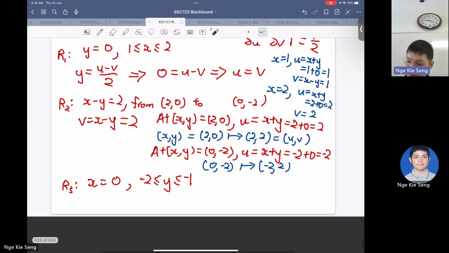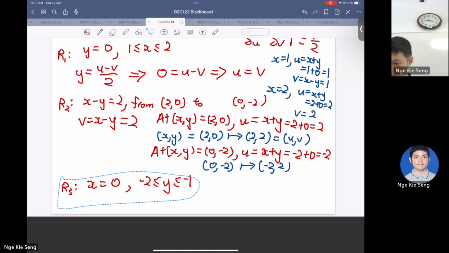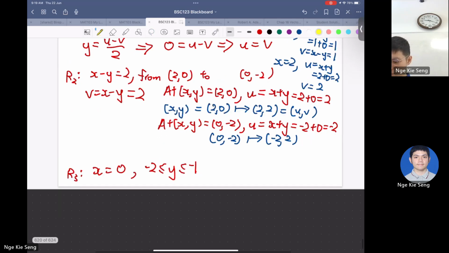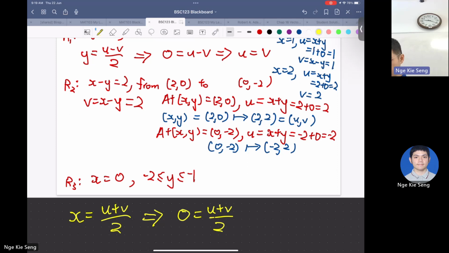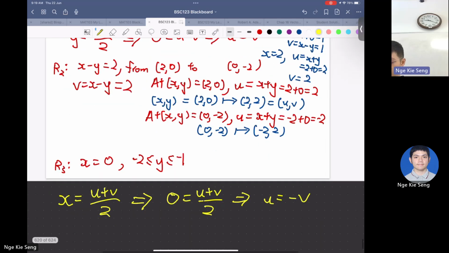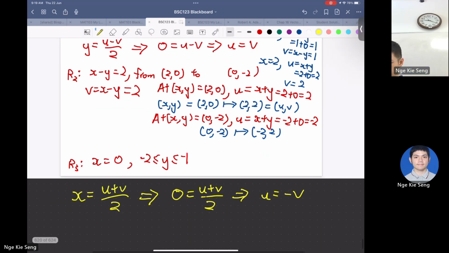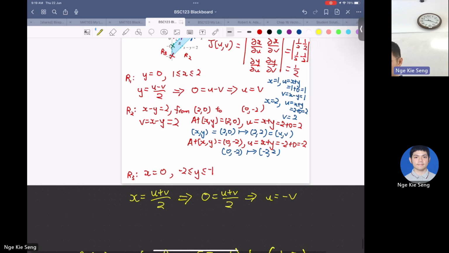Okay, so what is x equals 0? The line gets sent to where? When x equals 0, we have one change of variable, x is u plus v over 2. This implies that 0 is u plus v over 2, which means u equals minus v. So u equals minus v. How about the endpoint?